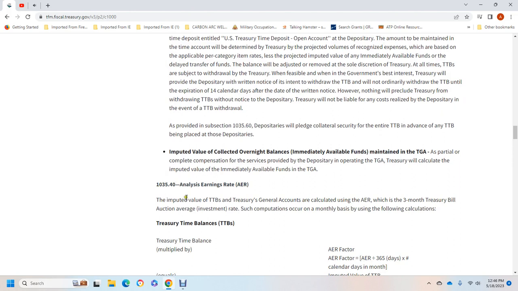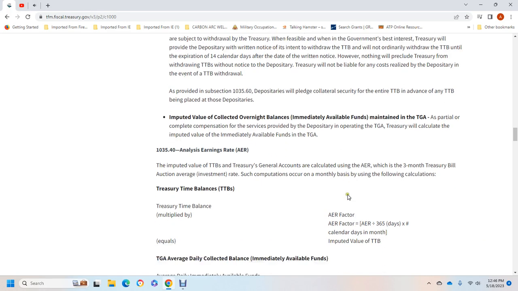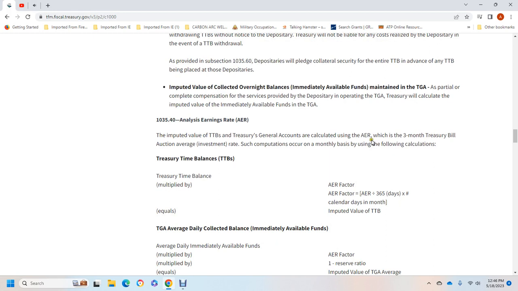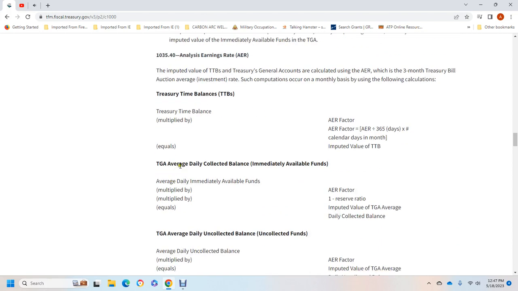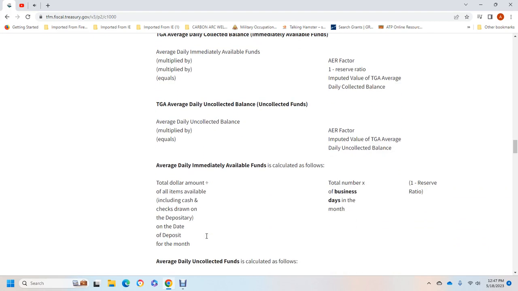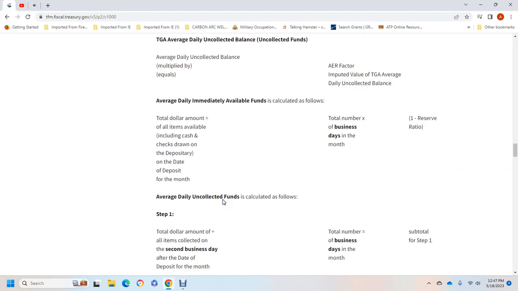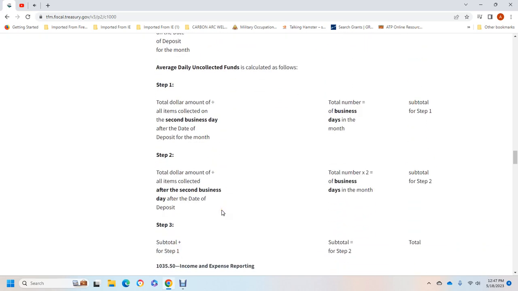1035.40, analysis earnings rate. The imputed value of the Treasury time balance and Treasury General Account collected balances is computed with the AER, within 3 months of the Treasury bill, the account average investment rate. Such computation occurs on a monthly basis using the following calculations: Treasury time balance, AER factors, Treasury General Account average daily collected balance, Treasury General Account average daily uncollected balance, average daily imputed available funds, average daily uncollected funds, step 1, step 2, step 3.